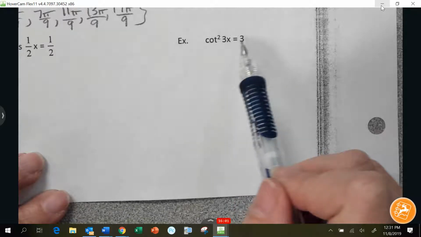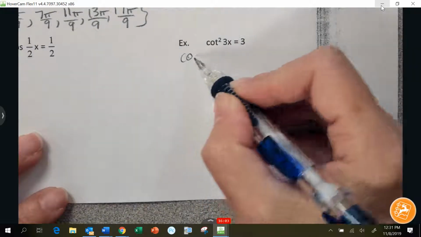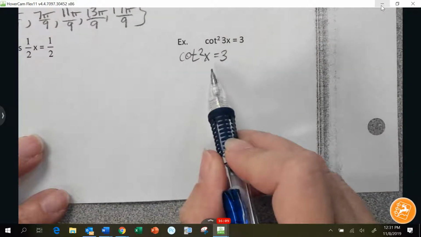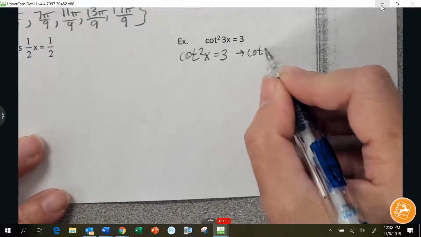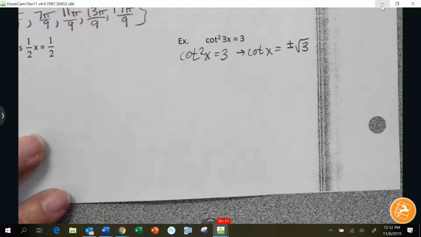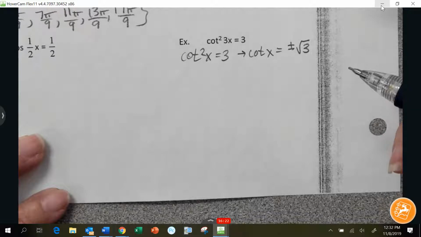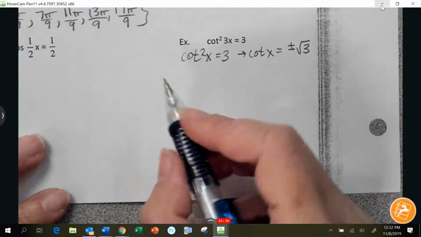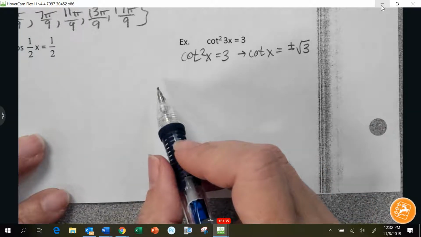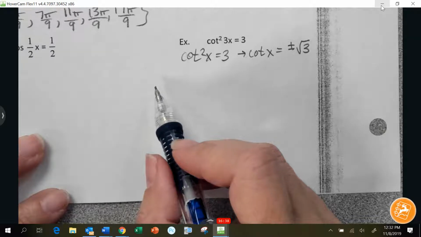If we were going to solve this for just cotangent squared x equals 3, what would I have to do to solve that? Square root. So I'm going to get cotangent x equals plus minus square root 3. So where is cotangent x equal to plus or minus square root 3? How many answers will that be? 4 answers. What's the first one? Is it 30 or 60? Pi over 6 or pi over 3? It is pi over 6.